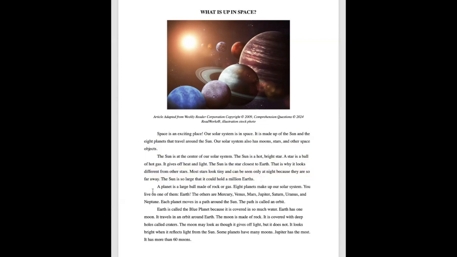A planet is a large ball made of rock or gas. 8 planets make up our solar system. You live on one of them, Earth. The others are Mercury, Venus, Mars, Jupiter, Saturn, Uranus, and Neptune. Each planet moves in a path around the sun. The path is called an orbit.